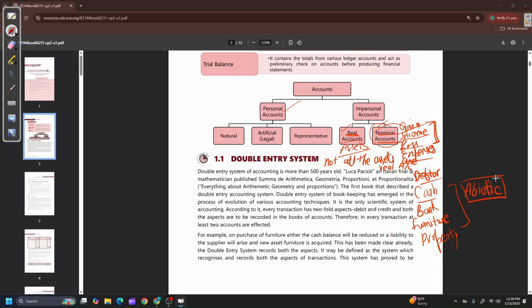Abiotic or non-living. Non-living assets come in real account. Debtor is a living asset. Company is also a living asset. It's working as a human. It's coming into the contracts, right? Companies के contracts होते हैं. Company works as an artificial human. It's a working, it's a biotic, it's a living thing.